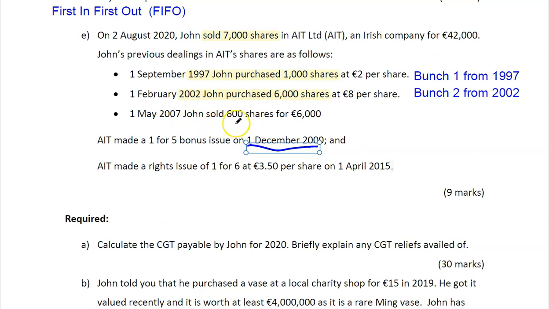Then in 2007, we sold 600. The first in, first out basis means the first bunch of shares, the oldest bunch of shares, the ones that came in first, any sale will go out of them first. So the 600 shares in 2007 will go out of the 1997 bunch because they were first in. So 1,000 shares increased by 200 to 1,200, minus 600, leaves 600 shares, and then the rights issue.